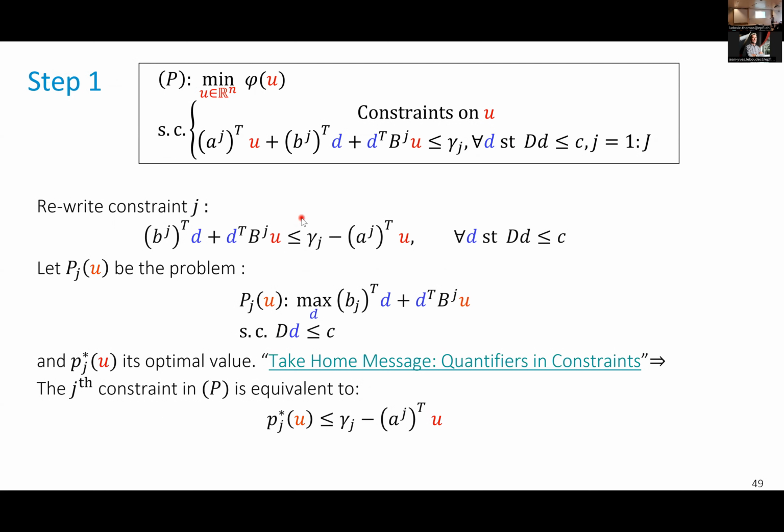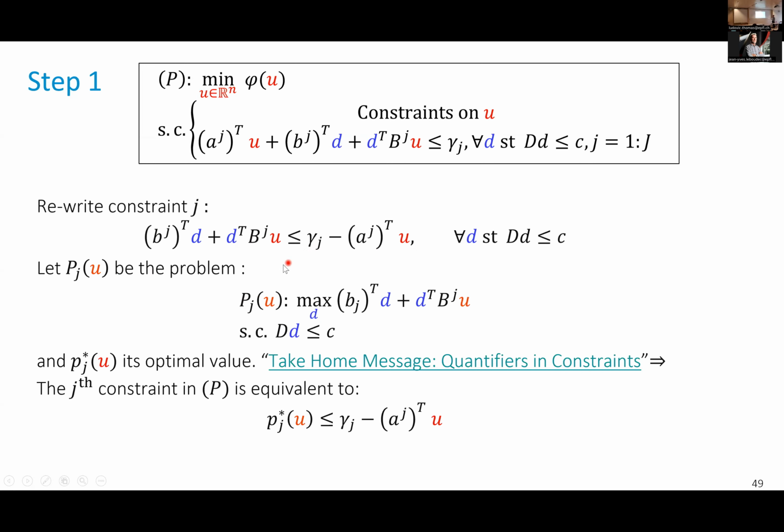Step 1 is to get rid of the quantifier by introducing a max here. So for the constraint J, one of the constraints here, I rewrite it here by putting all the U on one side, and it must be true for all D here. So now the difference with before is that the optimization problem that I obtain depends on U. So saying that this is true for all values of D, right?